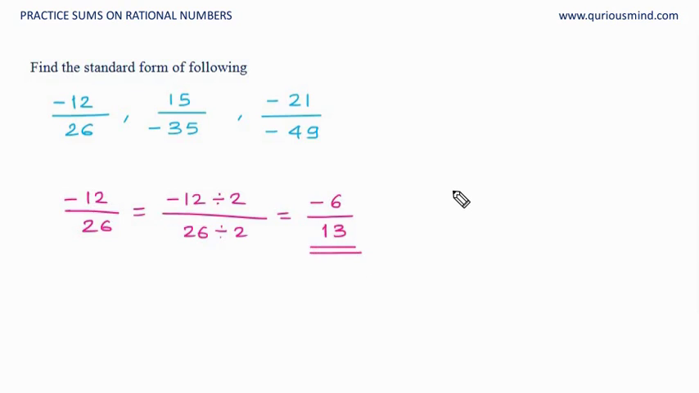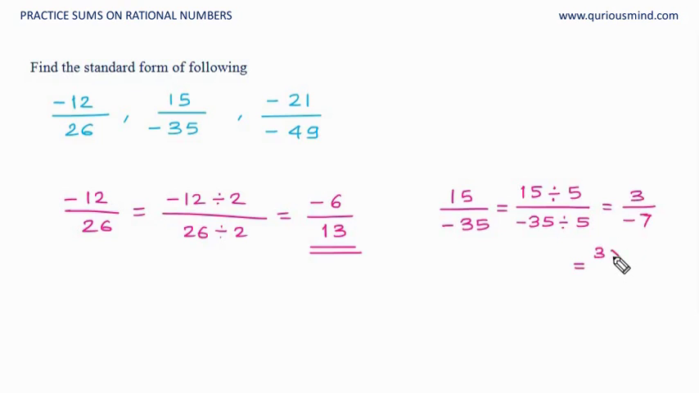Let's take the second one. Let's find the common factor. I see 5 as a common factor. So I'll divide that by 5. And I get 5 3s are 15, 5 7s are 35. So 3 upon minus 7. Now 3 and 7 both are prime. So we have reached the lowest form. But we see that the negative sign is there in the denominator. And we need to move this to the top. So what we do? We multiply this with minus 1. And what we get is minus 3 upon 7. And that's our standard form.